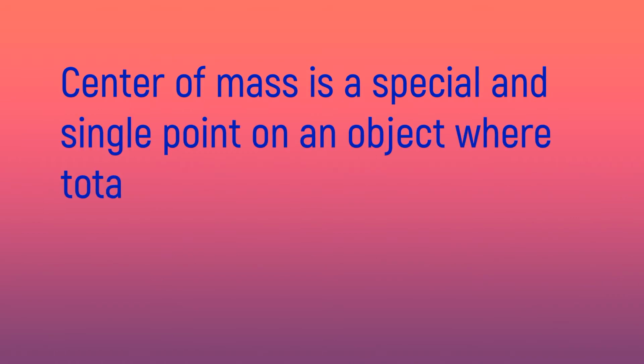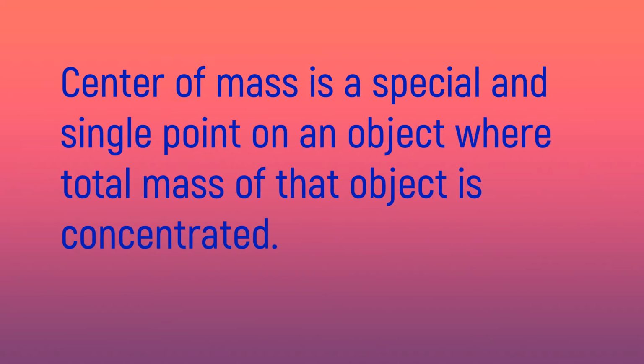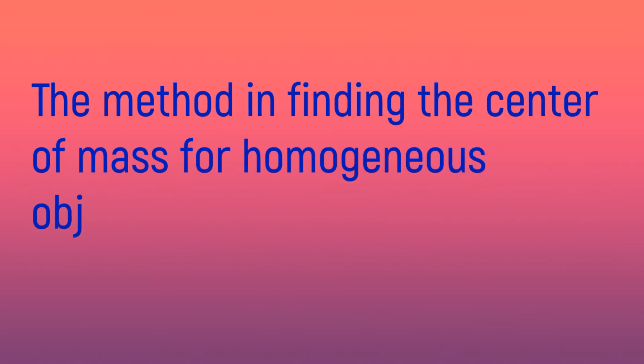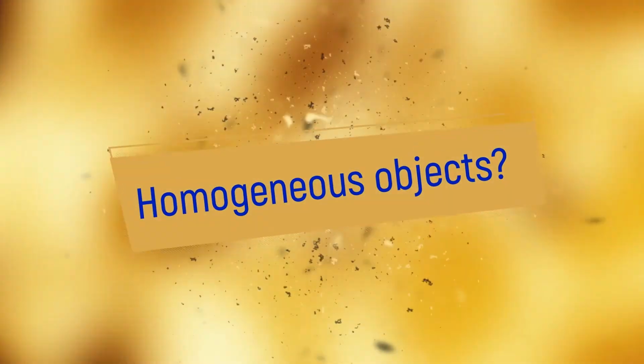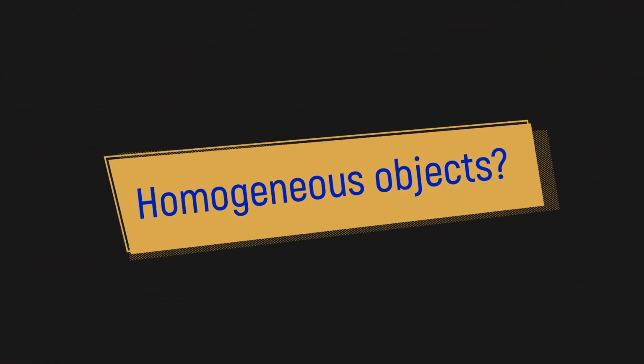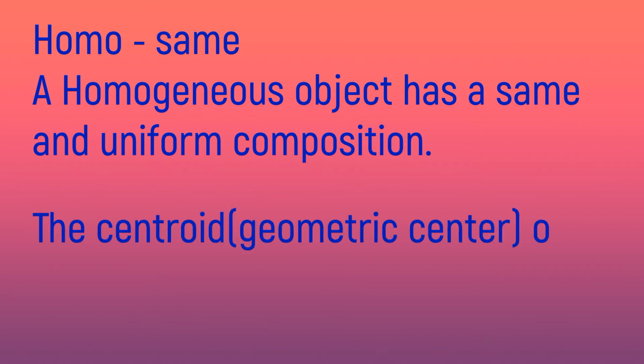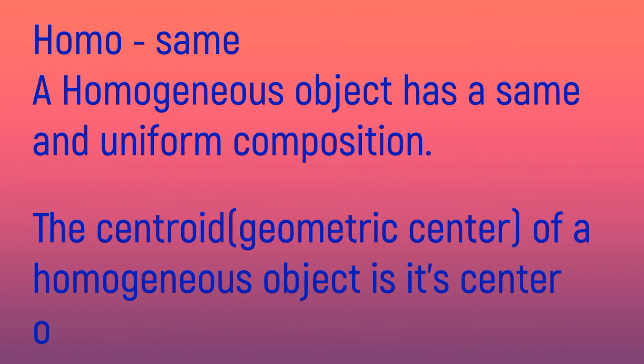The center of mass is a special and single point on an object where the total mass of that object is concentrated. Do keep in mind, the method of finding the center of mass of homogeneous objects varies from heterogeneous objects. Homogeneous objects, what does that mean? Homo means same. A homogeneous object has a same and uniform composition. The centroid, the geometric center of the homogeneous object, is its center of mass.